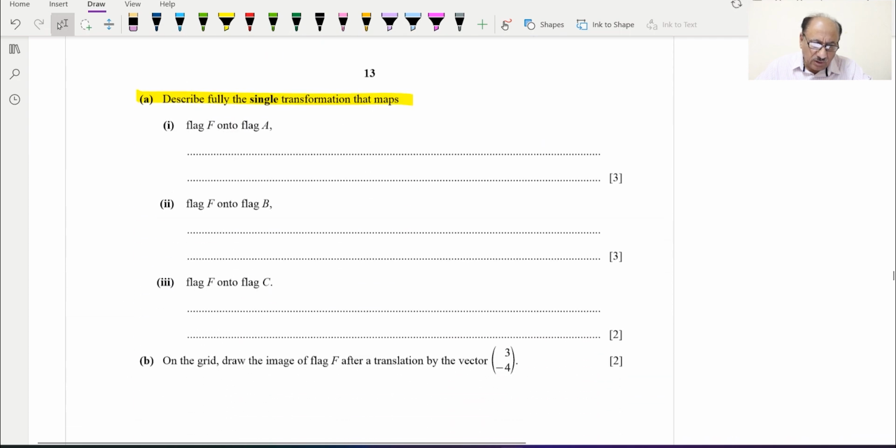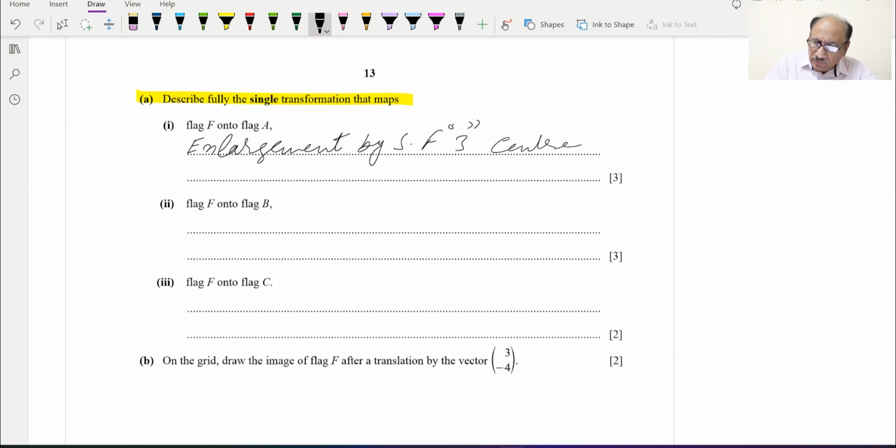So our answer will be, this is enlargement by scale factor 3, and center is -5 and 1. So this will be for 3 marks. Now second part, flag F onto B.